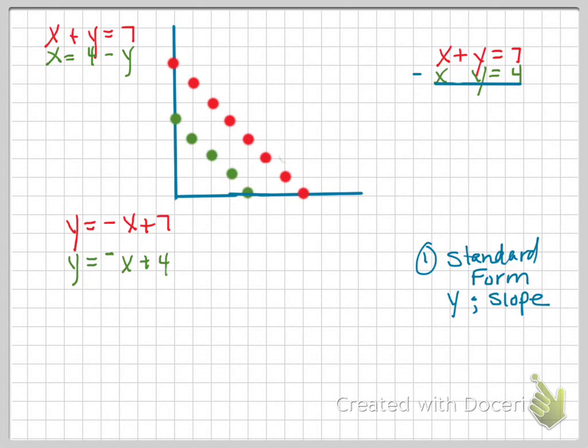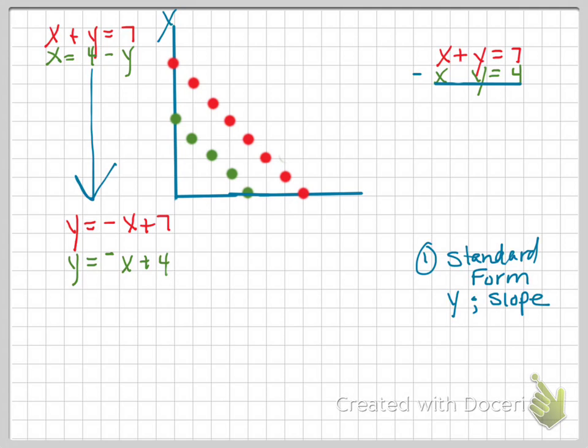And so I've done that below. I've taken the equations and put them in their correct form. And we see that in our first equation, the red equation, we are at 7 on the y-axis. And our slope is a fall of 1, negative 1, and a run of 1. And so that's been plotted out.